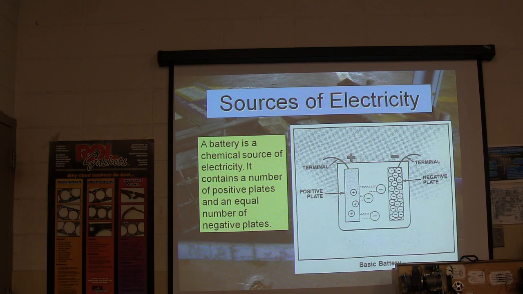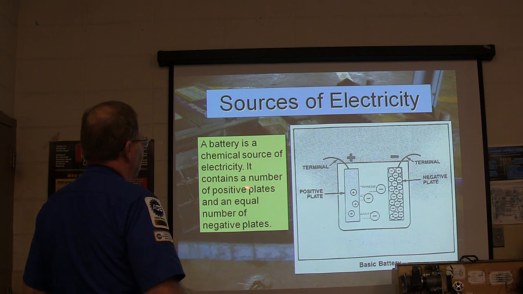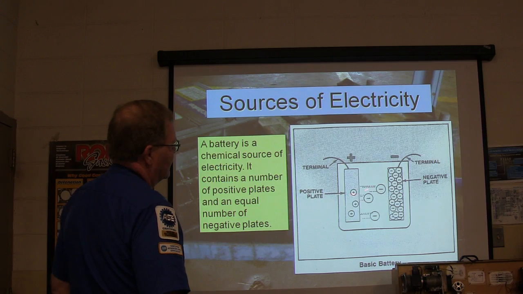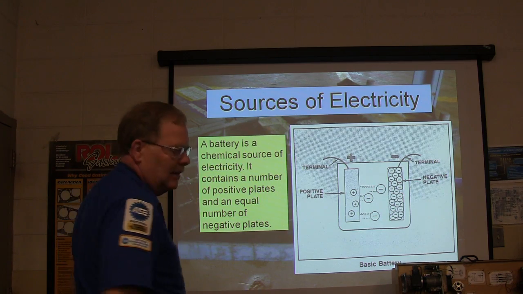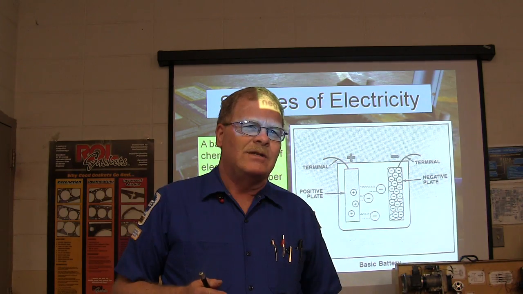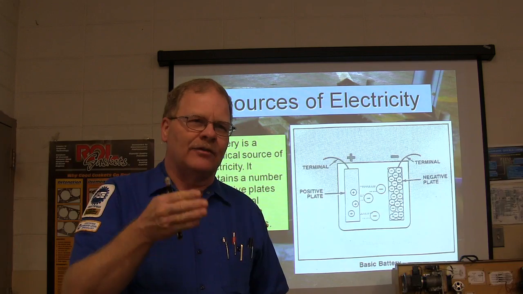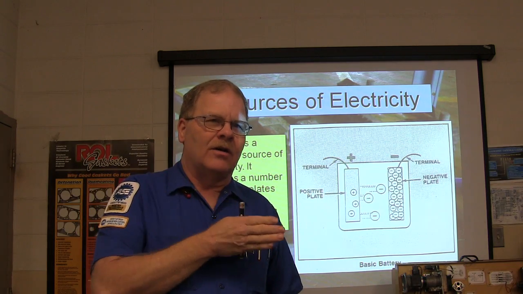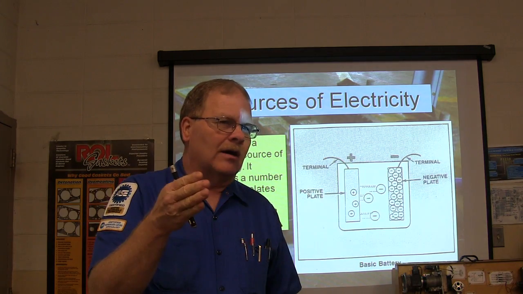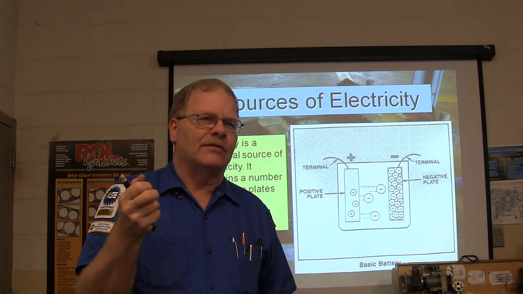Now right here, you see all this? See your negative plate? It's a number of positive plates and an equal number of negative plates, and they travel through this electrolyte. Now, do you guys understand pH? You know what pH is? You ever hear about pH when you're talking about measuring water? Just the acidity of the water. 7 is the middle, and when you go down, you're going acid. When you go up, you're going alkaline, right? Have you ever noticed how the batteries in a car are acid and the batteries in your flashlight are alkaline?